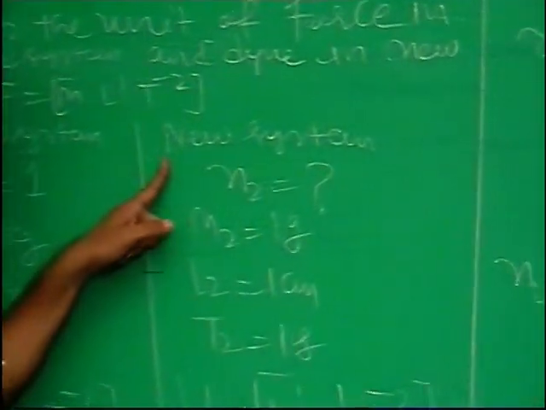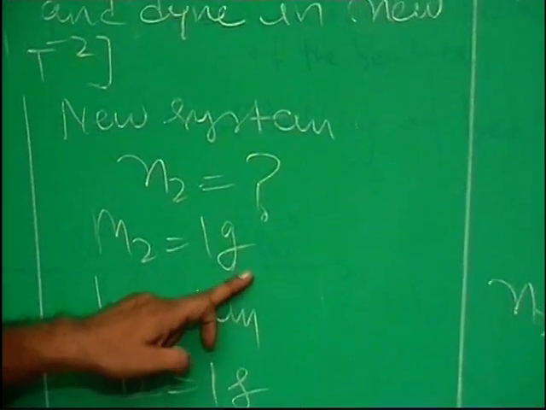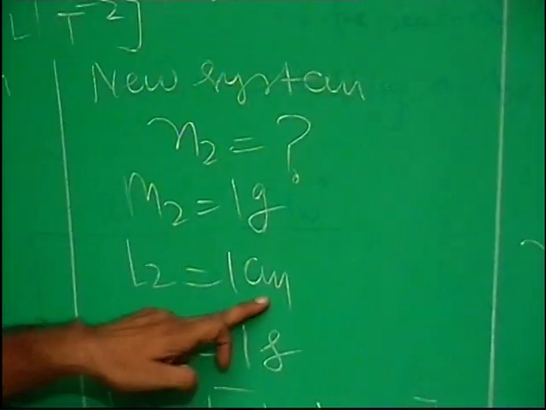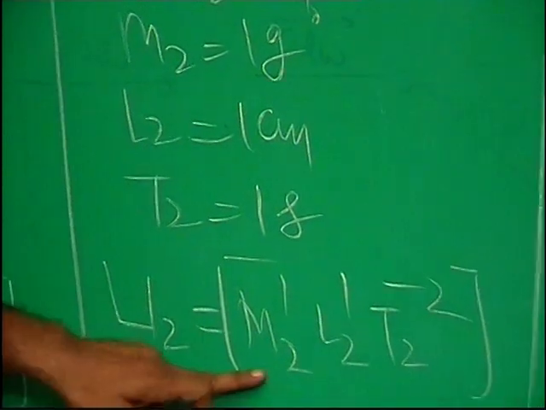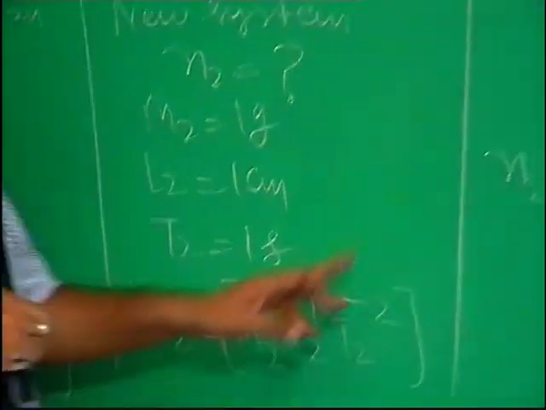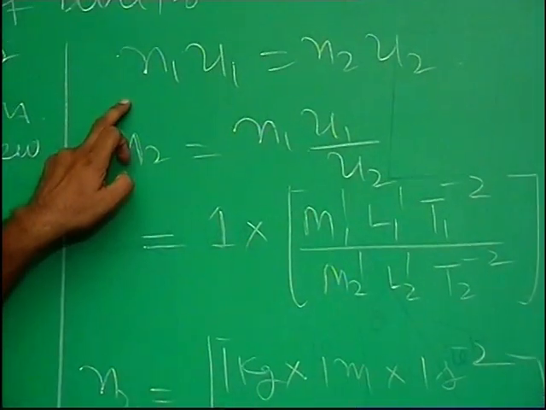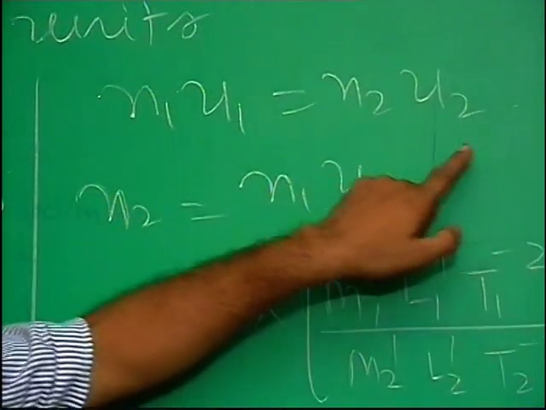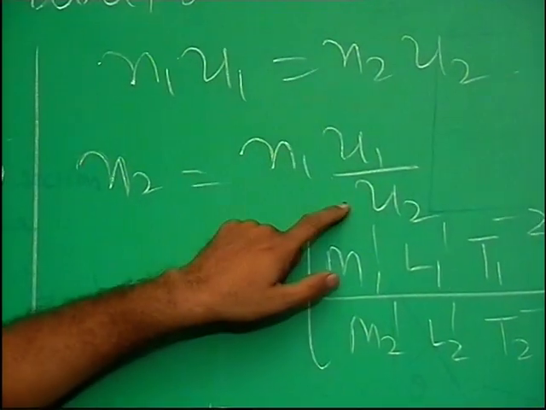Now in the new system we have to find N2. M2 is 1 gram, L2 is 1 centimeter, T2 is 1 second, and U2 M2 to 1 L2 to 1 T2 minus 2. Now, using the concept of the principle of fundamental equation of units, N1 U1 equal to N2 U2, you find N2 is equal to N1 U1 upon U2.